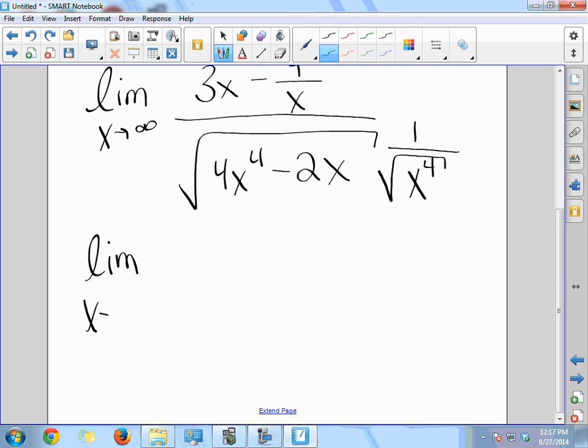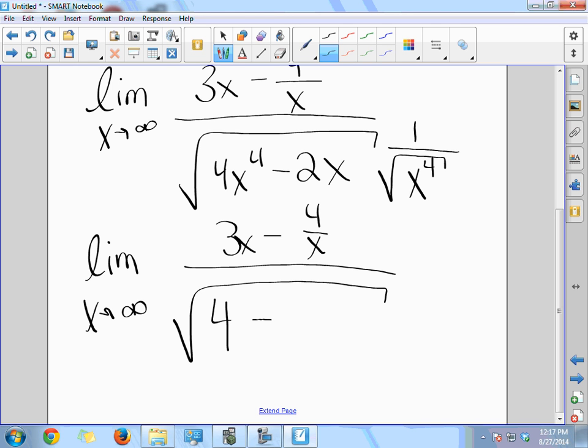As x goes to infinity, 3x minus 4 over x, all over, and now when I distribute it in, the x to the fourths are going to cancel, and I end up with the square root of 4 minus, and when I distribute that in, the x and the x to the fourth, I'm going to cancel one of those x's, so I end up with 2 over x cubed. And now I'll look and see what's going to go to 0. Anything with the x in the denominator is going to go to 0, so both of those are going to go to 0. And I'm left with basically 3x over the square root of 4.